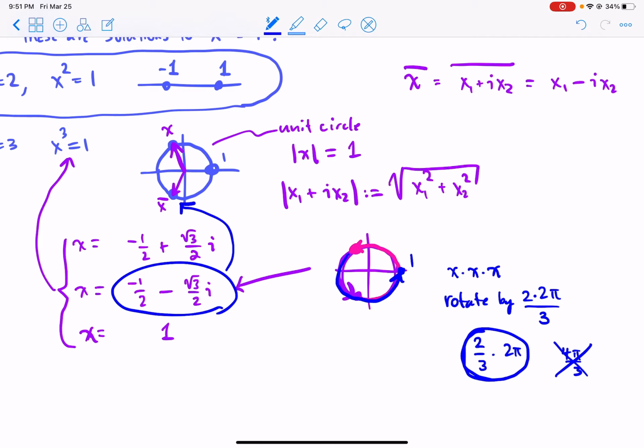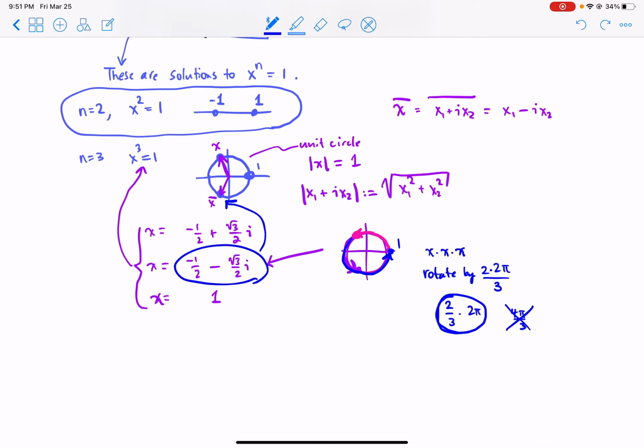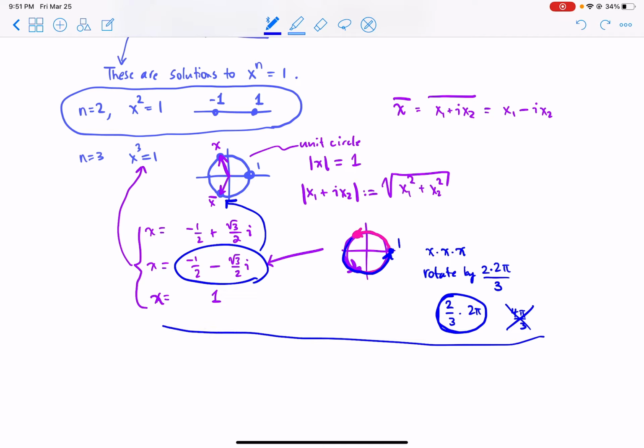Okay, I guess I called it x bar. So this is x, and this is x bar, or it's actually also equal to x squared if this is x. So then this would be x squared, x to the third. Well, now I'm just messing everything up because it's just confusing things. But anyway, let's call that done with n equals 3, and let's move on.